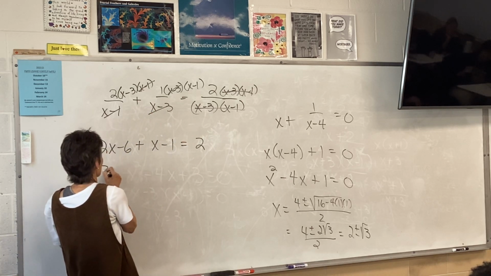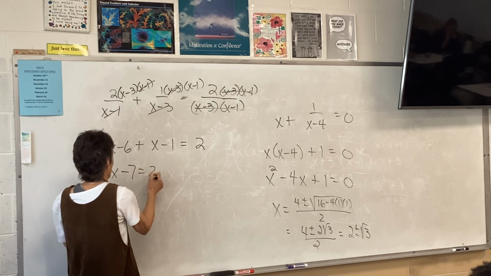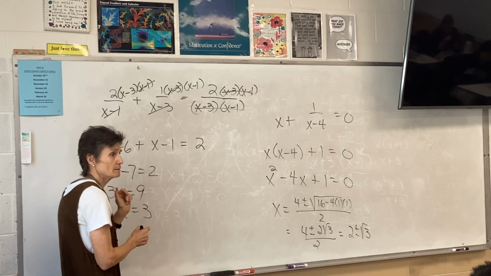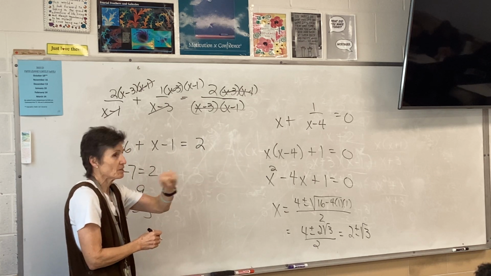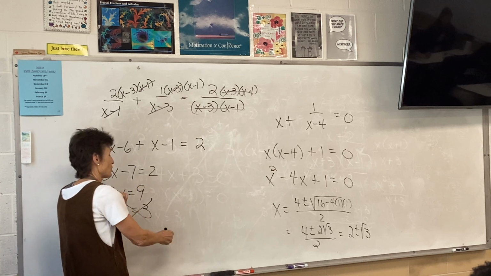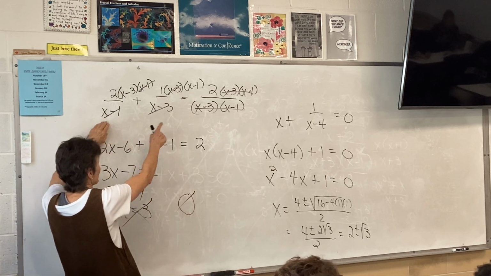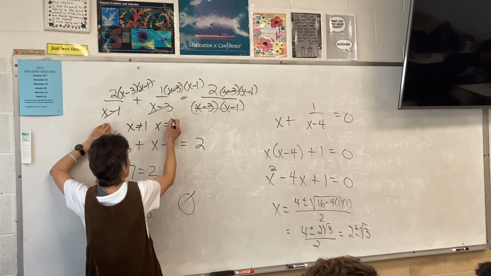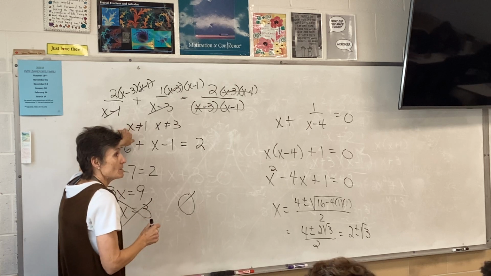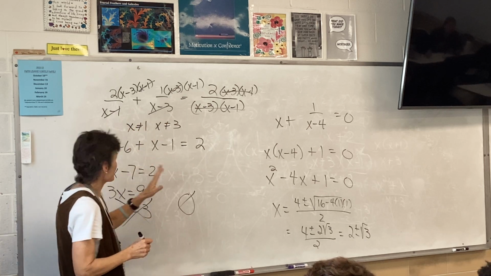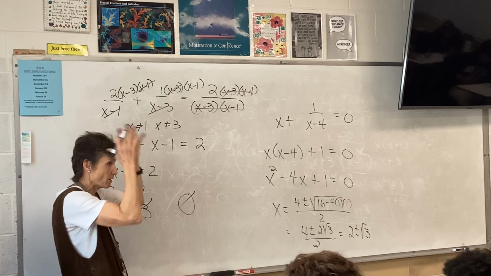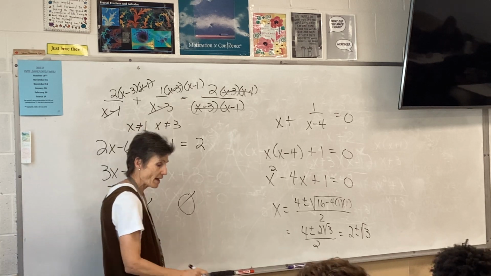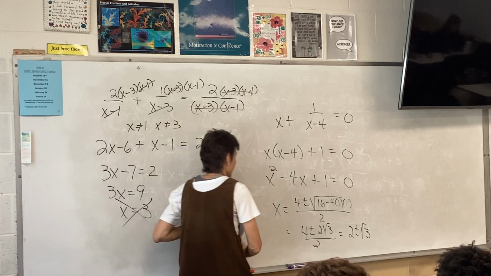This looks really easy. 3x equals 3. But wait, x can't equal 3. 3 is an excluded value, because look back at the original problem. x could not be 1 and x could not be 3. So be careful. Sometimes you go through all this work and you forget, oh my gosh, it couldn't be 3. So no solutions. We did all that and nothing.